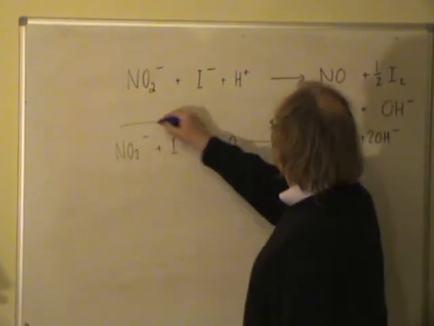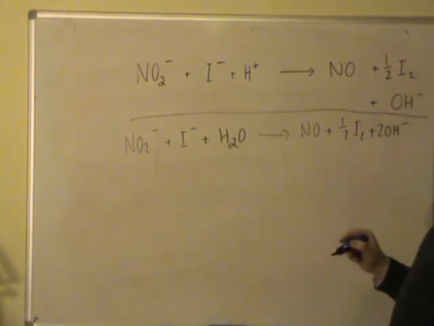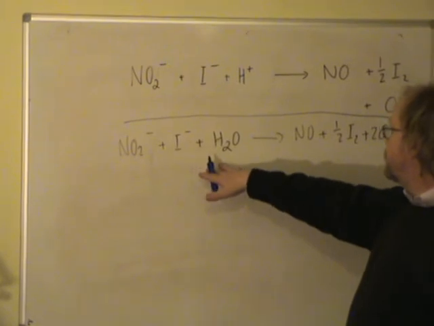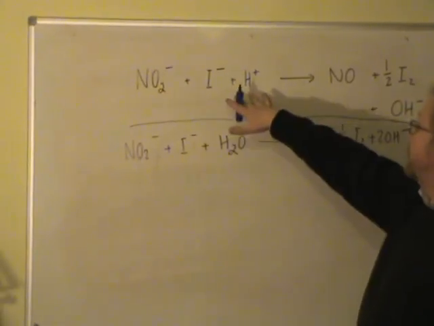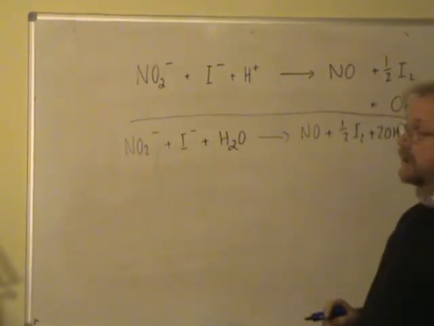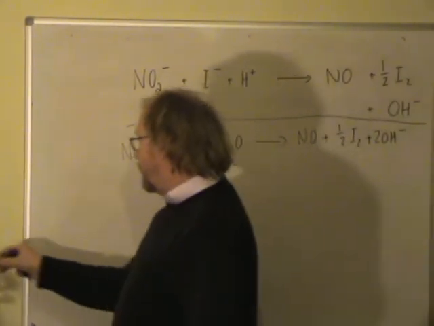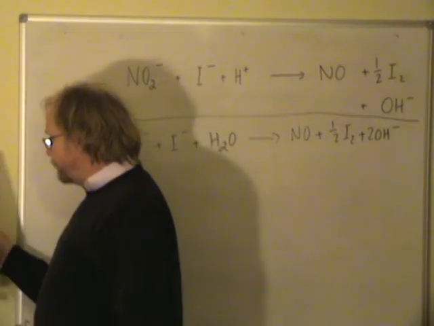And that's just an alternative version of the equation, which is actually more realistic because now we've got a neutral solution becoming alkaline rather than an acidic solution becoming alkaline. But you'd get the marks for either of those. And that's the end of the paper.